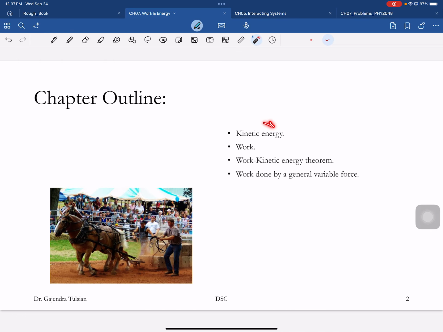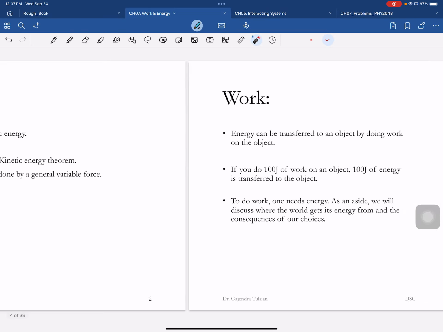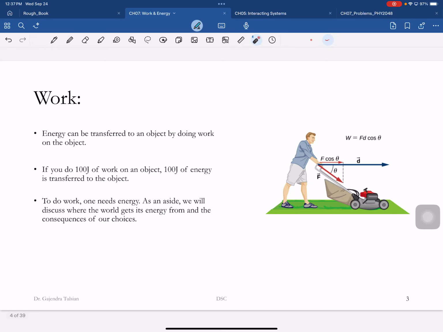We'll talk about kinetic energy first, work, how to calculate work done when you apply force on an object. We'll talk about the work kinetic energy theorem and so on. So energy can be transferred to an object by doing work on the object. One way of transferring energy to an object is by doing work on the object.